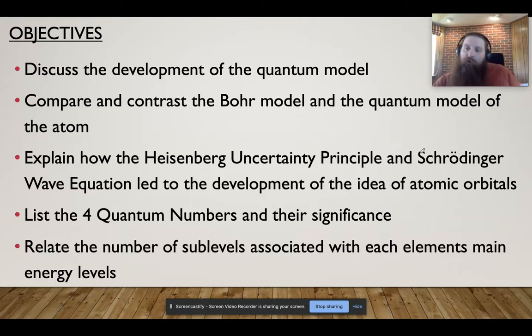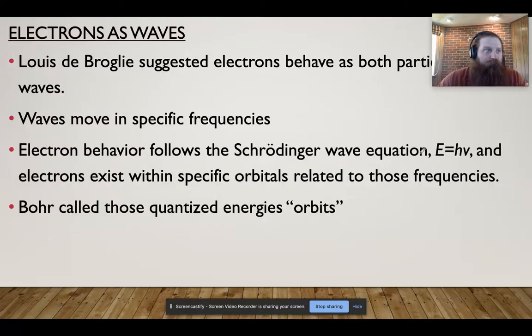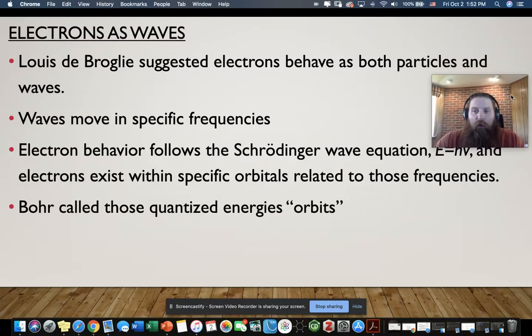We're going to talk a little bit more about those atomic orbitals, but we're not going to go into great depth with that. We're going to learn about the four quantum numbers, how we identify specific electrons, and we're going to look at sublevels again. So I know we've seen sublevels before. So let's talk a little bit about those waves, okay?